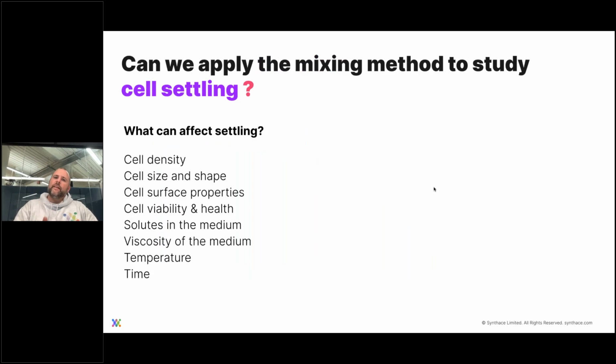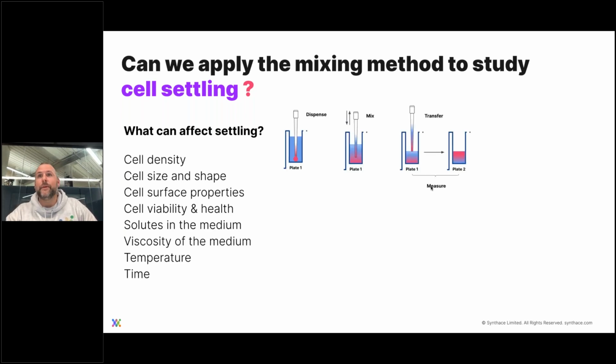So we wanted to find out if the method I've just shown you to assess proper mixing might also be applied to cell settling. These are a list of the things that can affect cell settling. There's quite a few that can impact it. And so we really wanted to create a method to be able to assess it, and see if we can optimize any automated mixing strategies to ensure accurate transfer of cells.